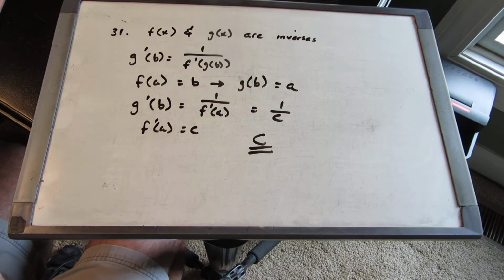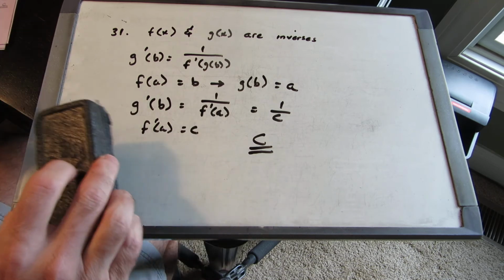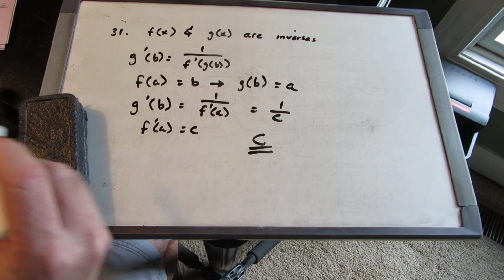Okay, so that one might be a little bit of a tough one to get. Certainly not a calculator type problem. You just got to kind of remember the reciprocal relationship of inverses to each other, 1 over c.